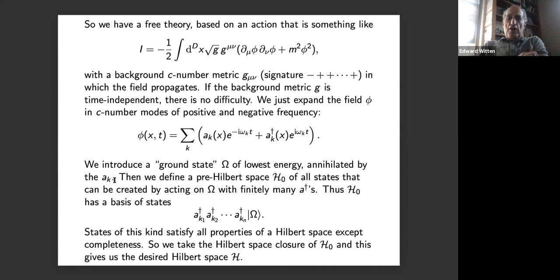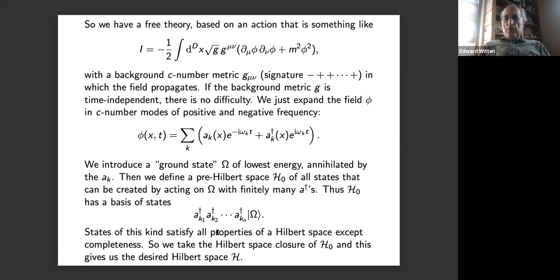Then we make a Fock space of all states that you can get from the ground state with finitely many creation operators. That Fock space is what's called a pre-Hilbert space. That's just a fancy way to say that it obeys all axioms of a Hilbert space, except it's not complete. Complete would mean that if you have a sequence of states such that the norm of their difference is getting smaller and smaller fast enough, they should have a limit. Technically, a Cauchy sequence should converge.